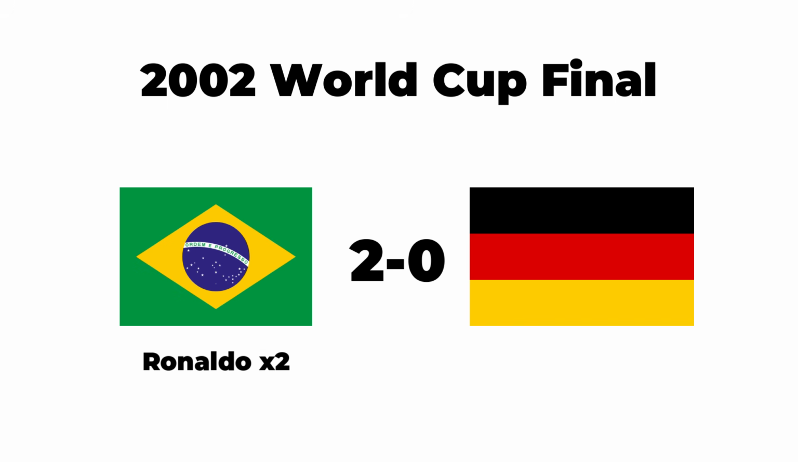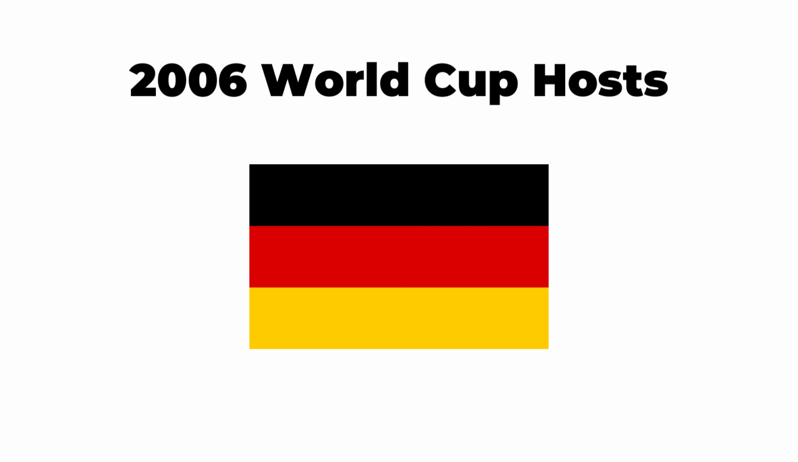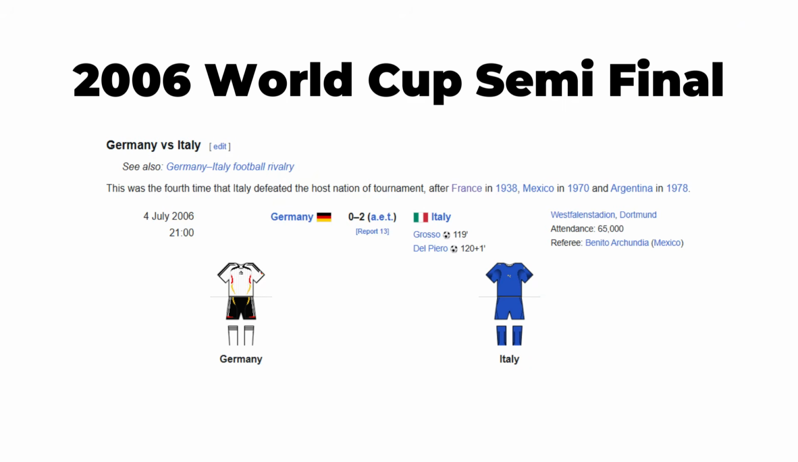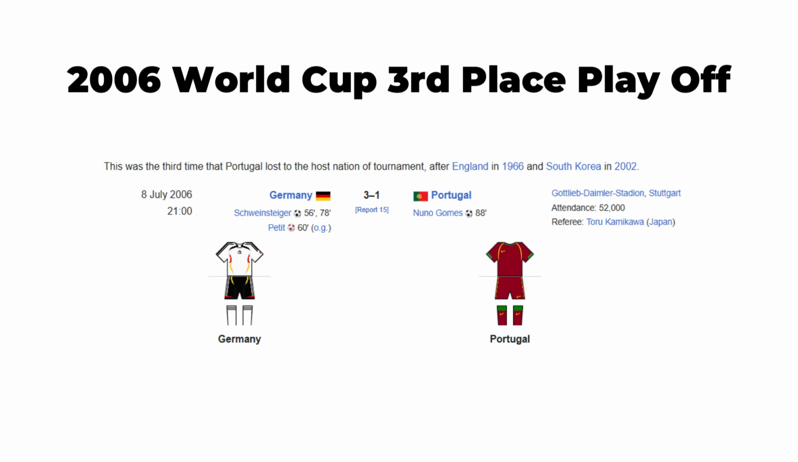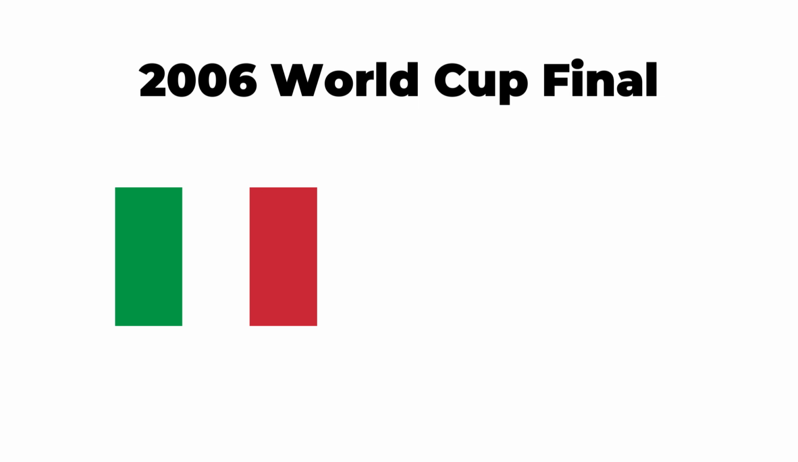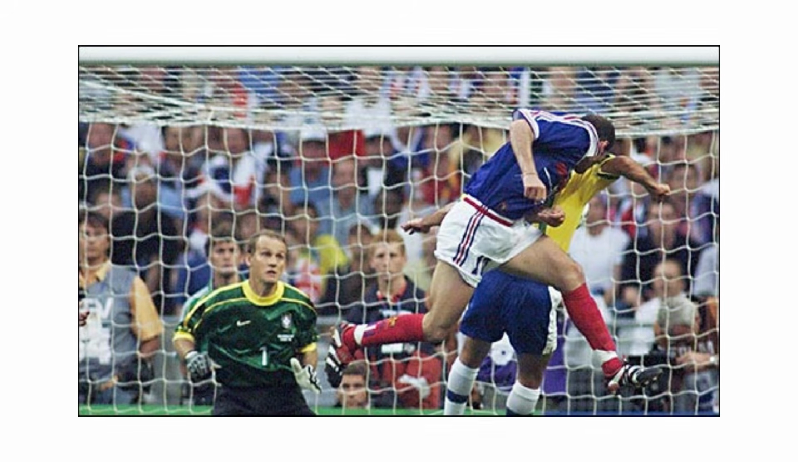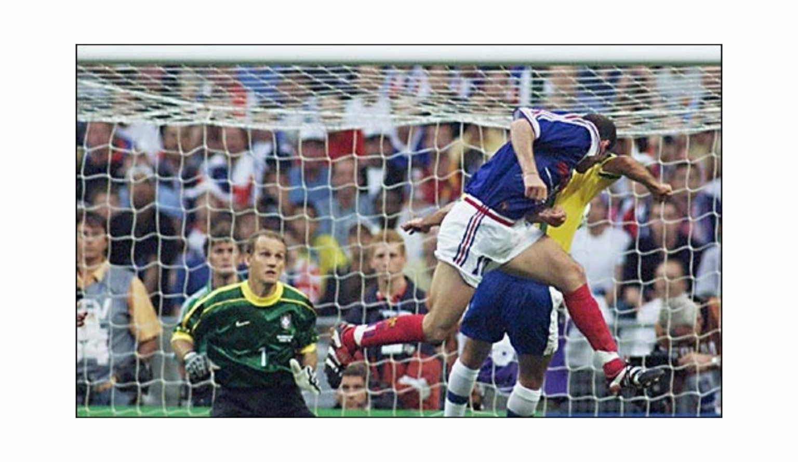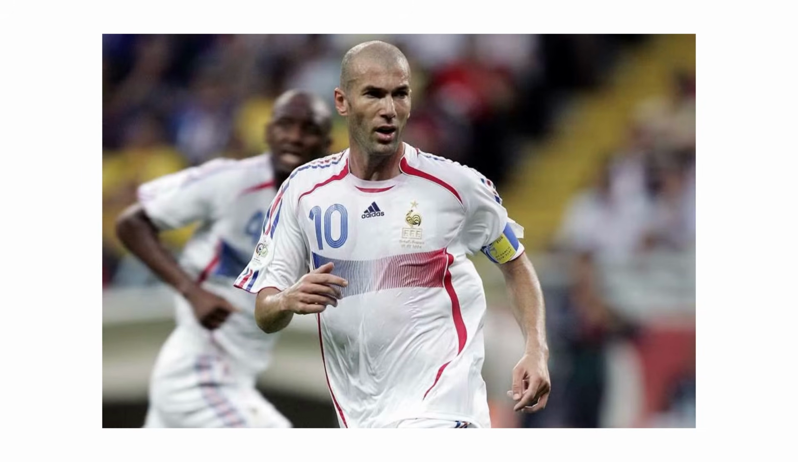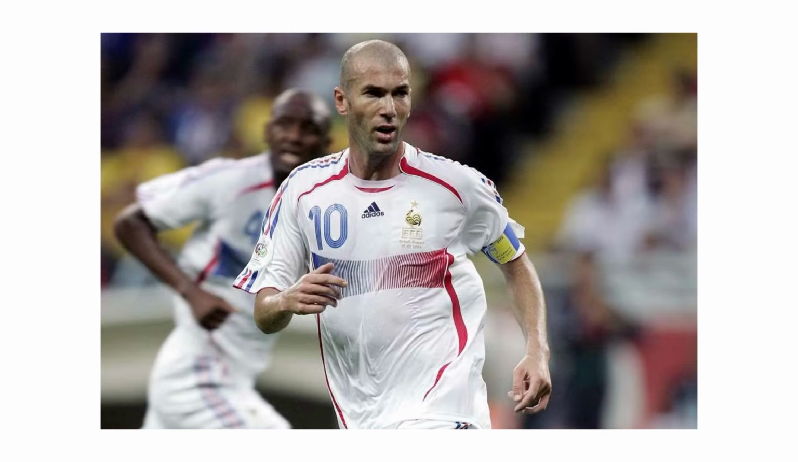2006. Germany lost the final 4 years prior, and now they can redeem themselves on their own ground. Or not, they were eliminated by Italy in the semi-final and ultimately finished 3rd. Italy made it to the Olympiastadion in Berlin, where they're going to take on France. Remember how Zinedine Zidane scored 2 headers in the 1998 final? Well, he's here too, and this World Cup final is going to be the very last game of his career.